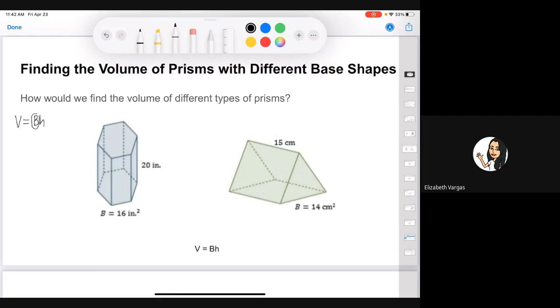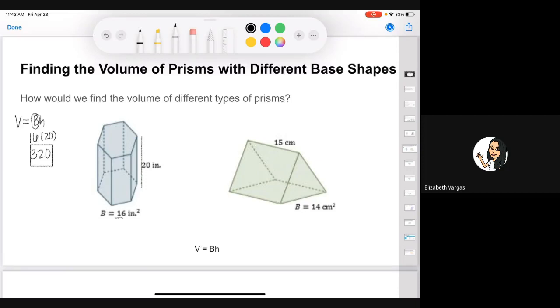We want to find the area of the base. So for example, here we're given our base. We're told our base is 16. We can plug that in. And this would represent our height, 20. And that would equal 320. So that would be our volume.